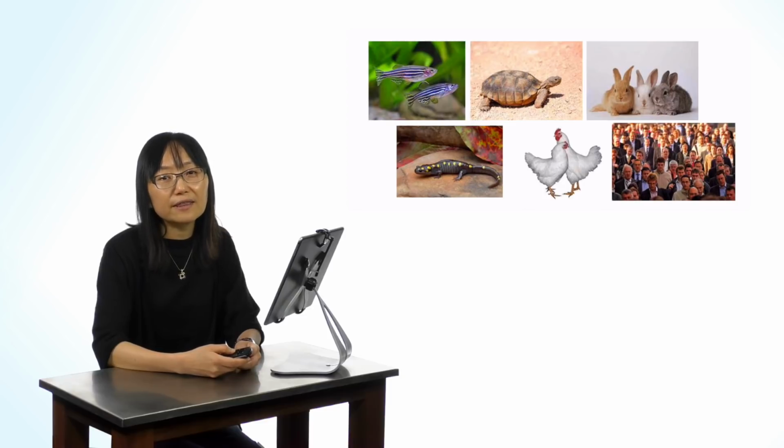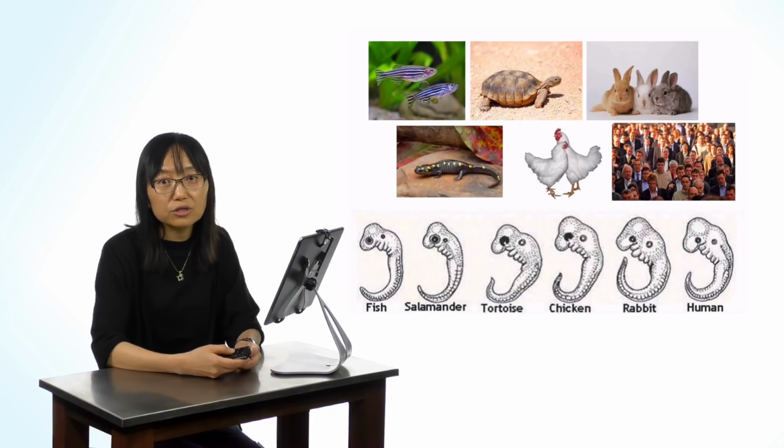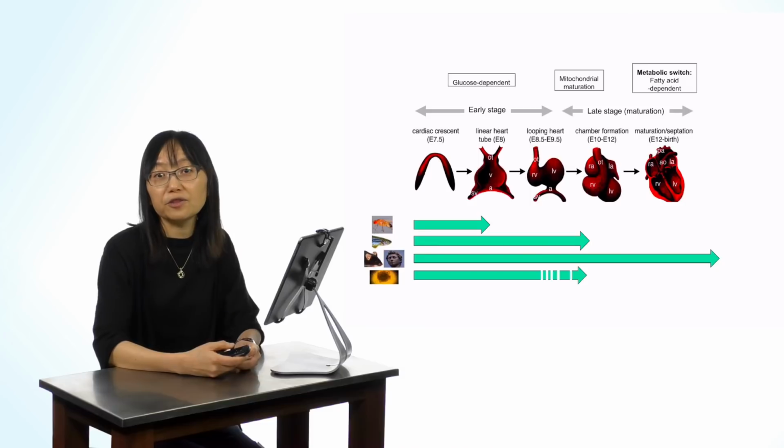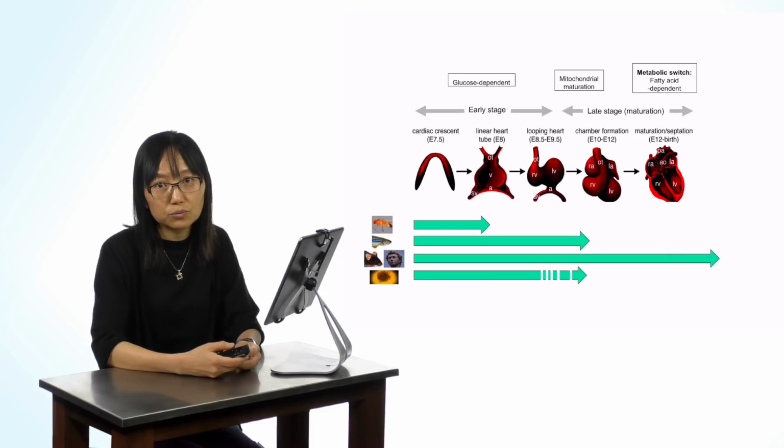It turns out that even though the adult animals may look very differently, at the embryonic stage, all vertebrates look very similar to each other, and the embryos follow very similar morphologic processes. All vertebrate hearts develop from the fusion of the bilaterally positioned precursor cells. After the formation of the heart tube, cardiac chambers continue to differentiate and mature.